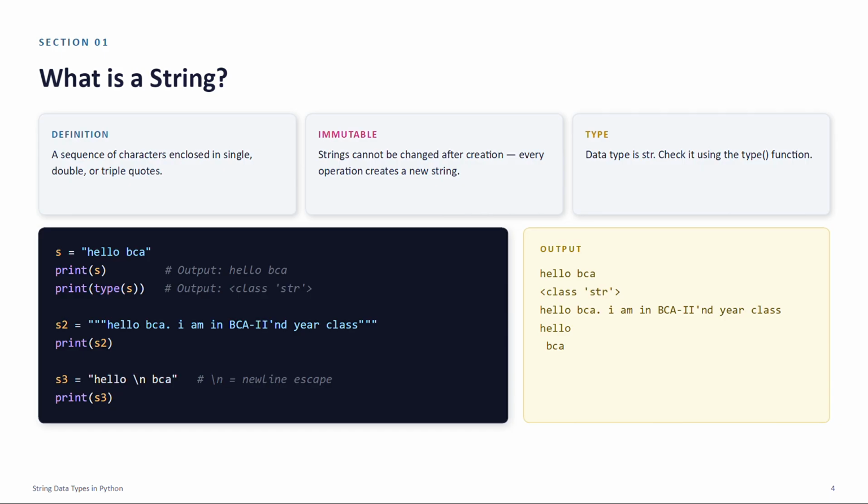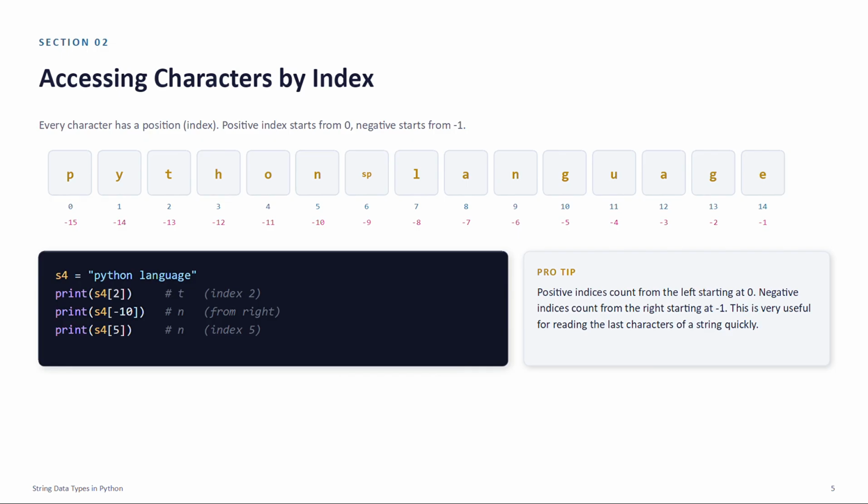Let's begin with the next one, that is accessing characters by index. Every character in a string has an address called an index. The most important rule: indexing starts from 0, not from 1. I am storing the s4 variable with the value Python language. The indexing will start from 0. The value stored at index 0 is P, then Y, T, H, O, N. So 0, 1, 2, 3, 4, 5 like this.